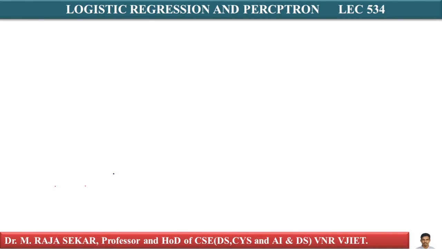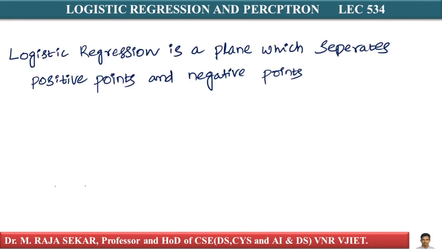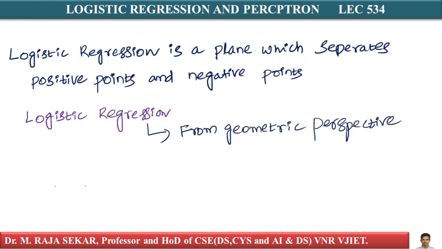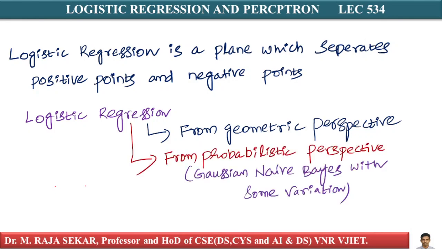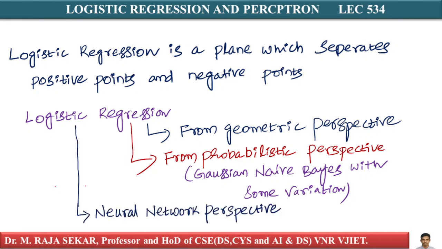In this lecture, we will try to understand logistic regression and perceptron. Logistic regression is basically a plane separating positive points from negative points. We understood logistic regression from a geometrical perspective, and also from a probabilistic perspective. From a probabilistic perspective, it's nothing but Gaussian naive Bayes with some variation. Now let's try to understand logistic regression from a neural network perspective, from the perspective of a neuron.